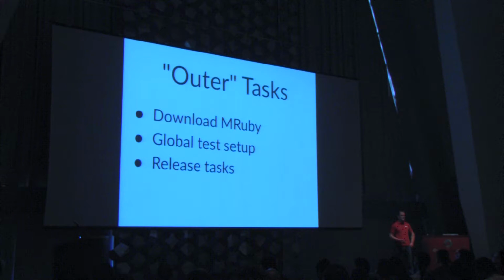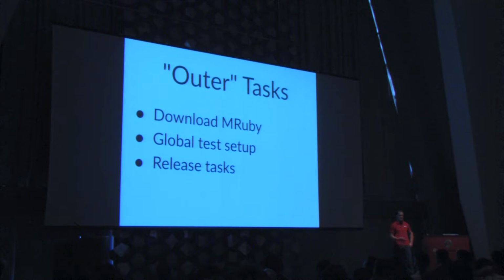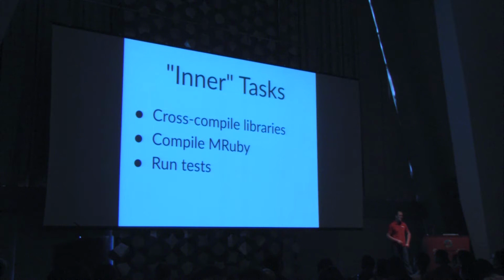Since the outer tasks don't need Docker, I use them to download MRuby and get it ready to compile, or to run some global test setup, or, when it's time to release, they'll be all the release tasks. And since they're outside of Docker, it's in a familiar development environment, and I don't need to do as much debugging work or fighting with Docker to get things figured out. The inner tasks that run inside Docker cross-compile the C libraries that you have configured. Then they invoke rake a second time to compile MRuby and run the tests.